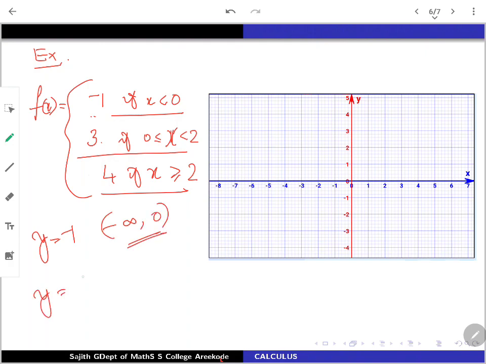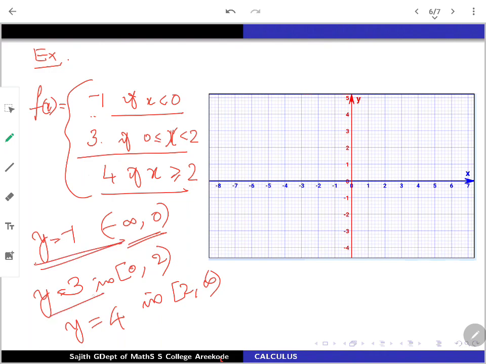Second part, you have to plot the graph y equals 3. That works from 0, including 0, up to 2, 2 excluded. And y equals 4, you have to use it in 2 to infinity, 2 included. So these three pieces you have to keep in mind and join well. So y equals minus 1, it's a constant function.